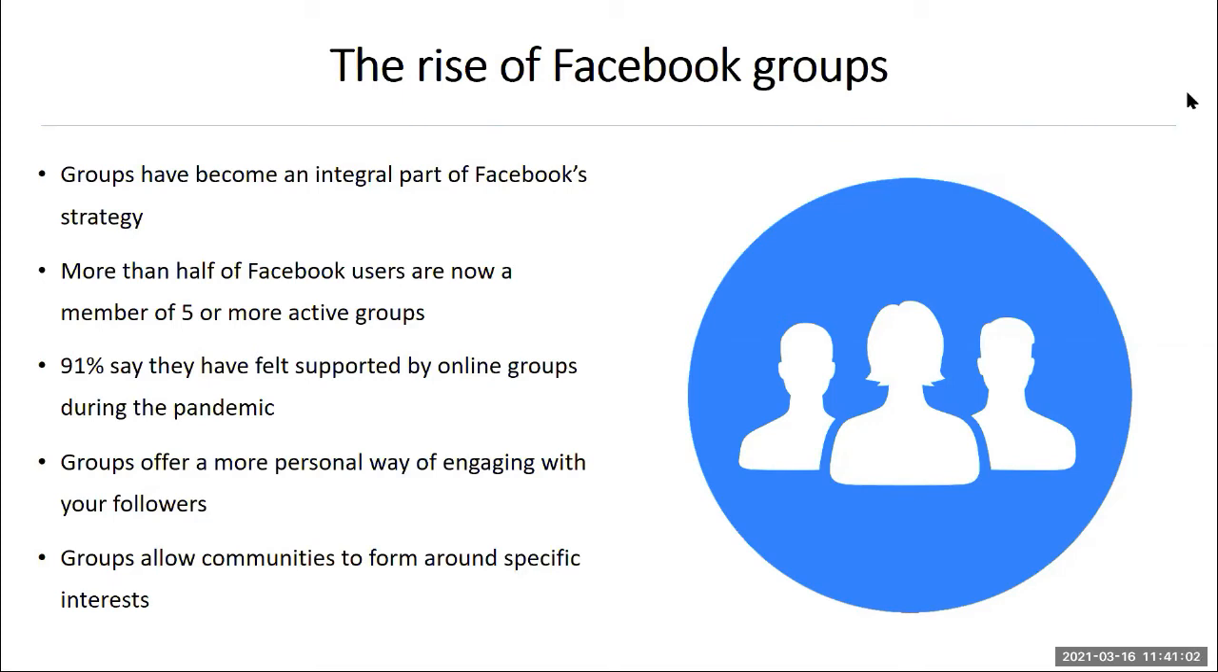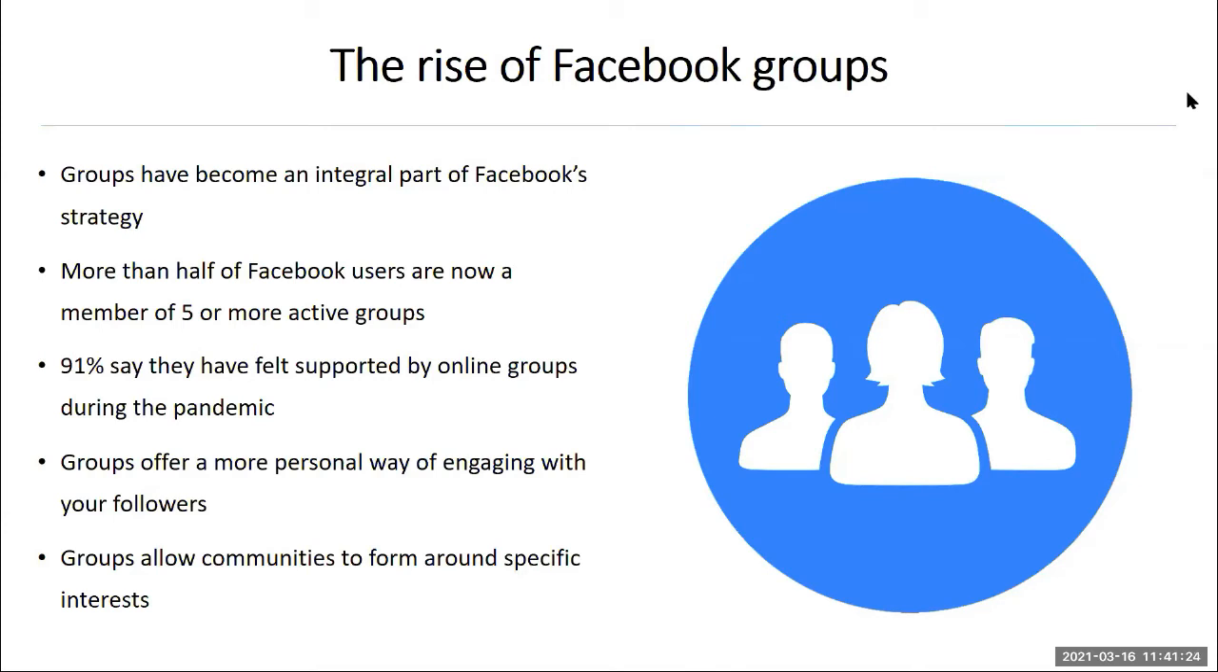At Prostate Cancer UK, if I'm posting on our main page, I'm talking to 100,000 people, whereas in our Facebook groups that can be between 500 and 1,000. It's a much smaller group. You know that they're in that group for a specific reason, and that just can improve the kind of dialogue that you're having with those people.